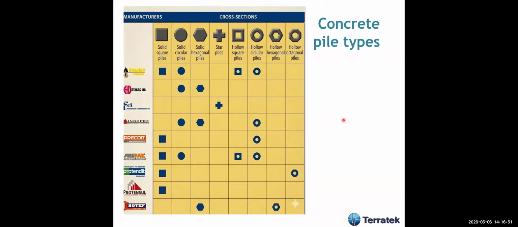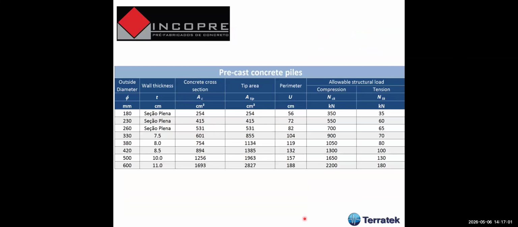And when we start a project, if you're going to use a concrete pile, you have to contact the manufacturer and get the properties of these piles and organize a table like this. That's the type of table that I organized for this particular manufacturer. So we have the outside diameter, wall thickness, concrete section, tip areas, etc. These are data that we're going to use in the design to select the pile size. Okay.